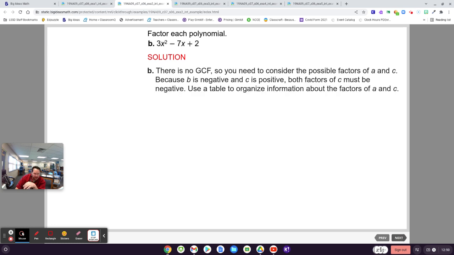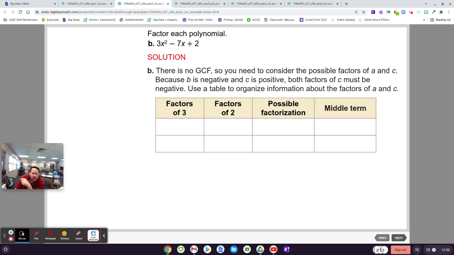There's no GCF to pull out. There's no common factor between 3, 7, and 2 except for 1. So they did factors of 3 and factors of 2 because those are the two products you have to have for the first and last term. And because this middle term is negative, both of these have to be negative factors for the 2. Because they have to multiply to give you positive 2, but add up to be a negative number. So then you just try them out and see which one fits.